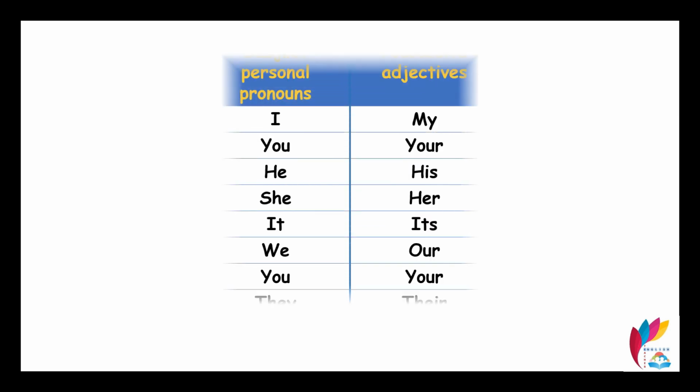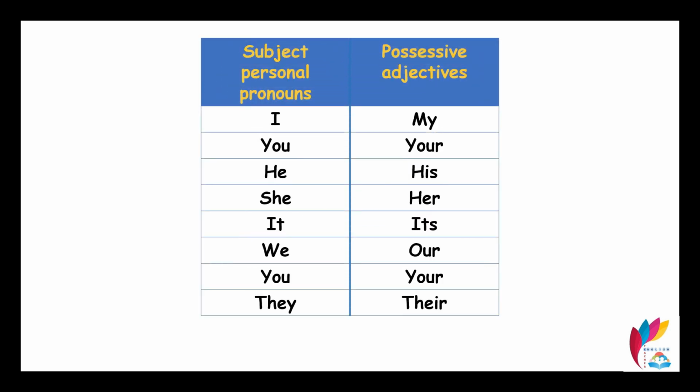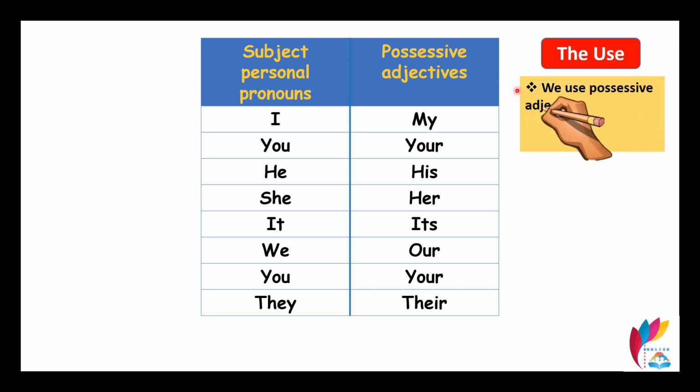We already saw in the first grammar lesson the subject personal pronouns: I, you, he, she, it, we, you, and they. Okay? Now we will see the possessive adjectives. So when do we use possessive adjectives? We use possessive adjectives to talk about something we own, something that belongs to us.